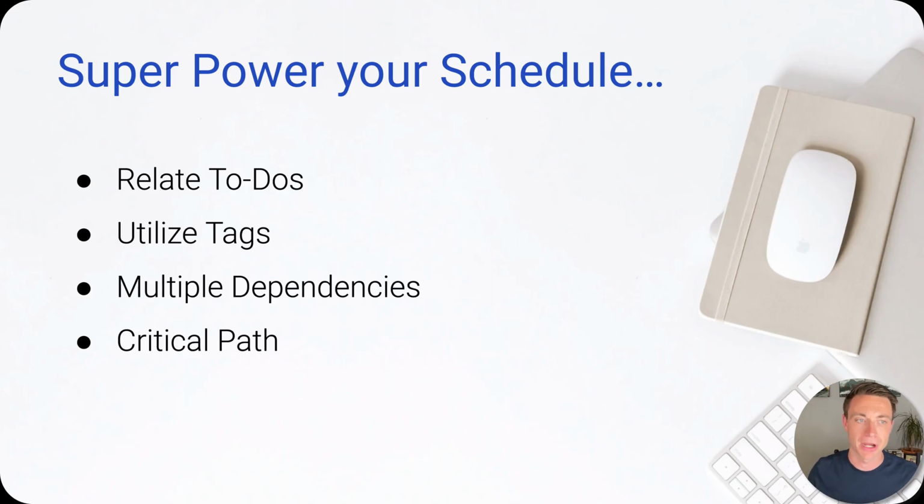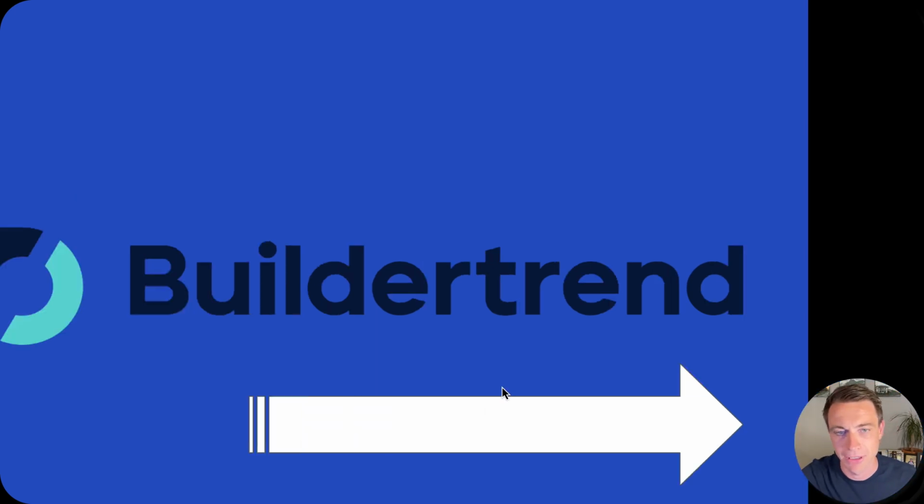All right, so what we're going to talk about: related to-dos, tags, multiple dependencies, and establishing a critical path. Now, these are way better when I show you, because a lot of this stuff is like, well, what use case would it make sense in? I'm going to show you a few different examples of use cases, but you're going to take your business, your situation, your projects, and probably identify a few other ways that this can be useful to you and your business. So let's dig in. Let me show you what we're talking about here in BT.